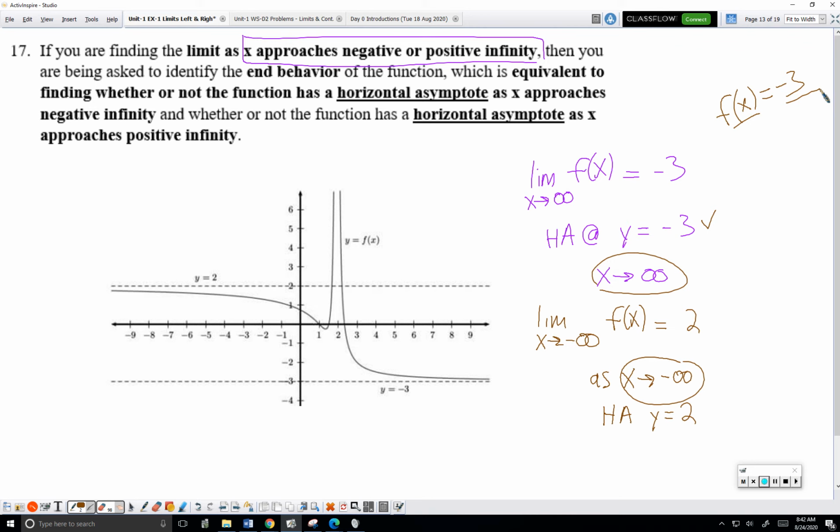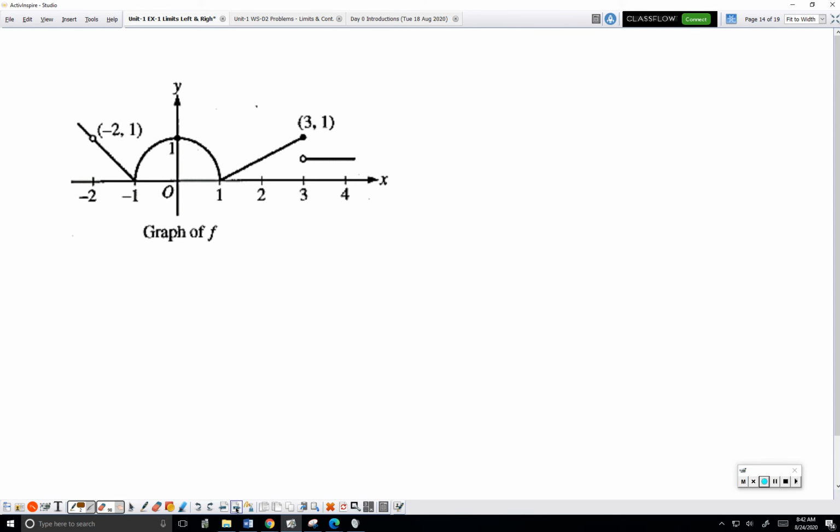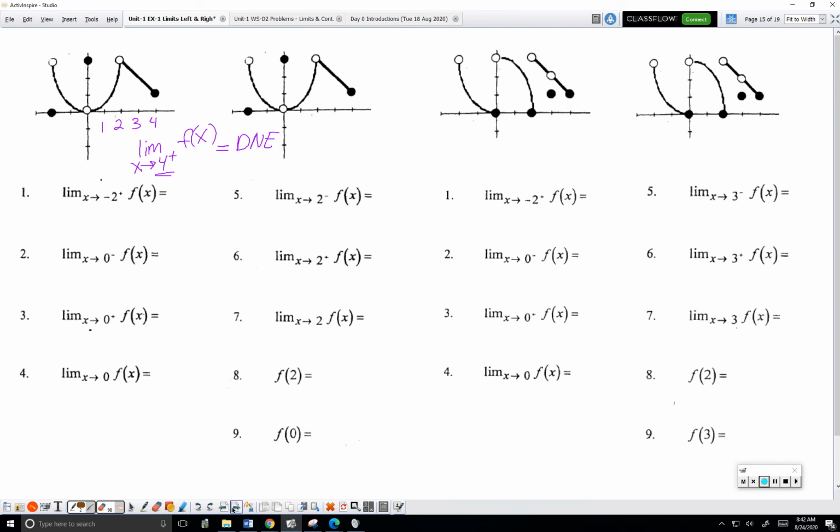So, okay, next thing. Very quickly, turn to this page and work together. Just fill it out. It should go rather fast. Go. Then we'll just check it together.